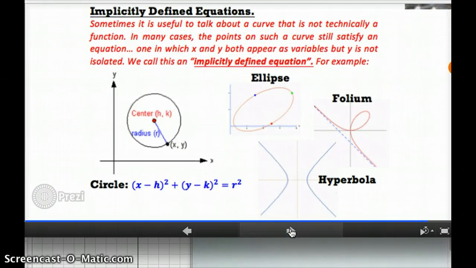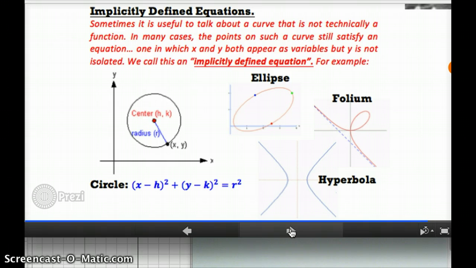Sometimes it's useful to talk about a curve that isn't technically a function. In other words, in your head you should be thinking something that doesn't pass the vertical line test. But these curves and shapes can be useful, and oftentimes we can still write an equation for them. Even though it's not a function equation, it's an equation, and if we plug in the x and y values from the points on that shape, those values will satisfy the equation.